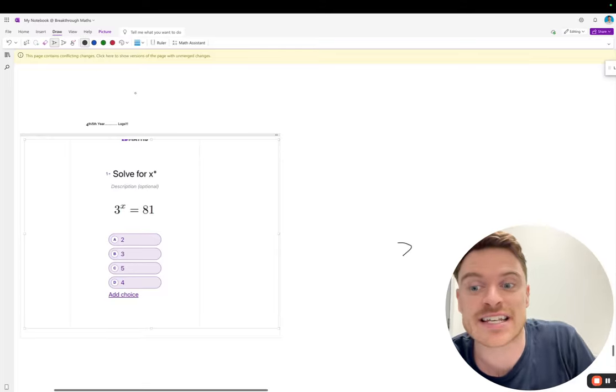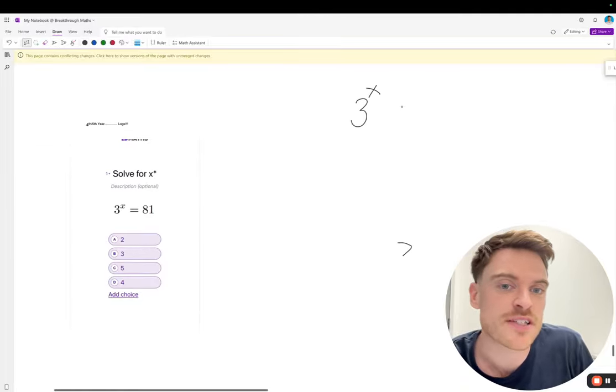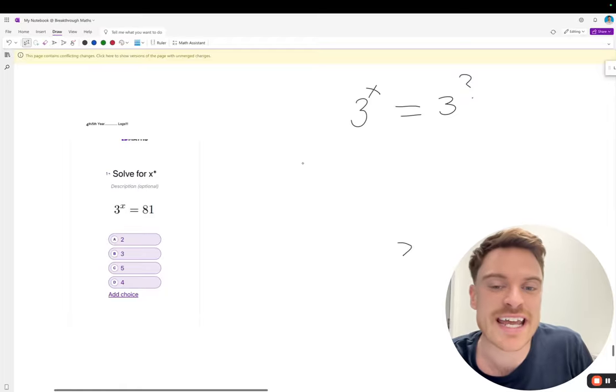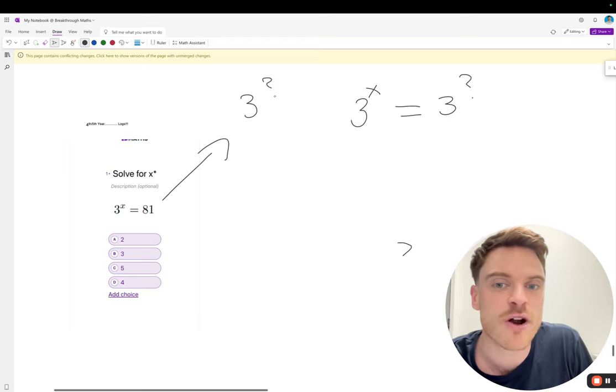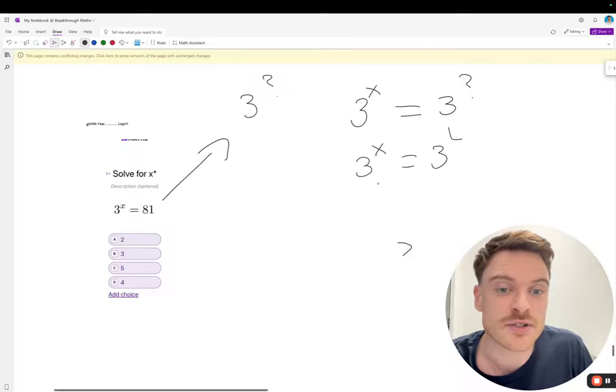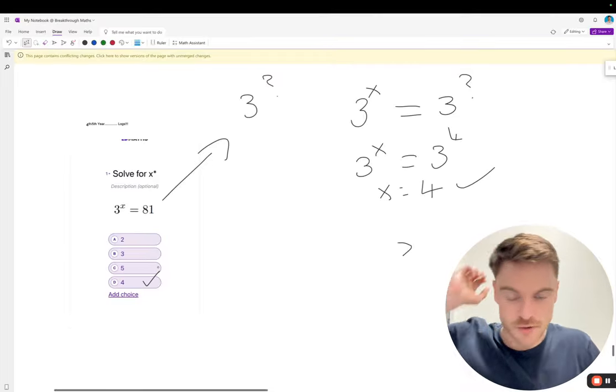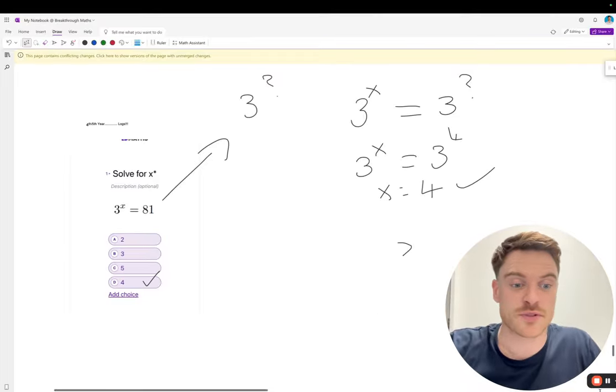This one here is an indices question. You want to solve for x. You'd probably need to keep in mind you want something like 3^x is equal to 3 to the power something. So what's 81? Like 3 to the power what? 3 to the power 4. That's an easy one. So x is equal to 4. There you go. So that's the first one done.